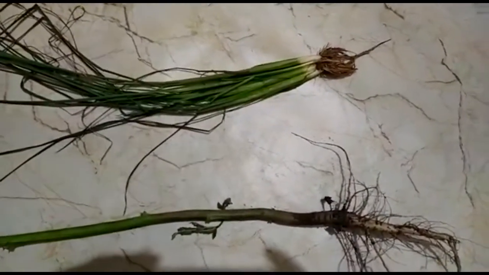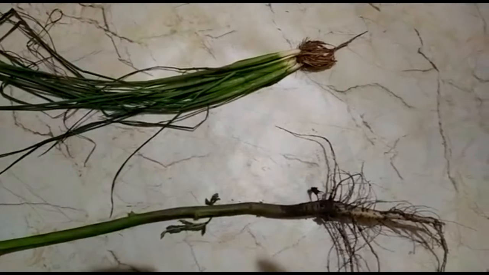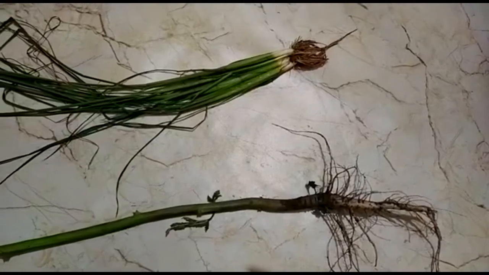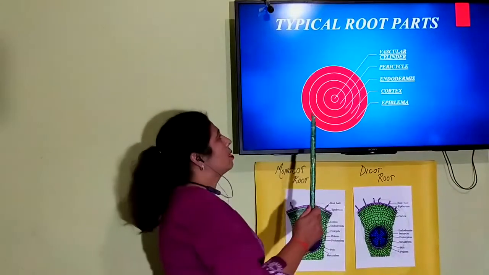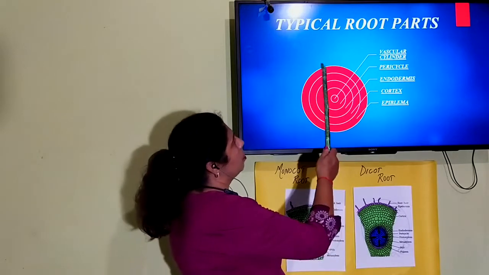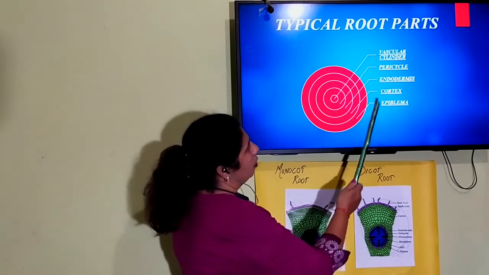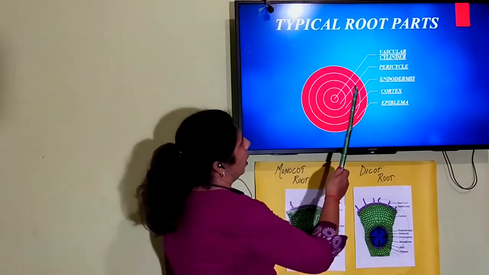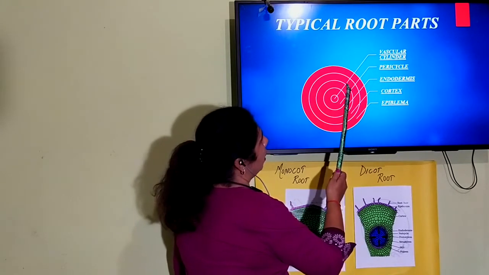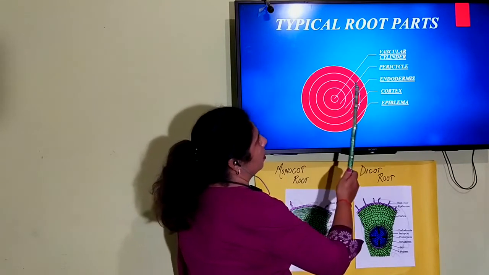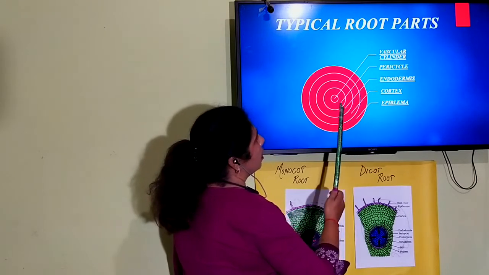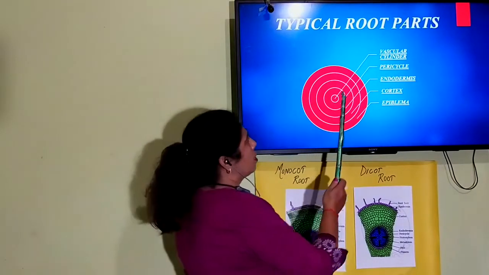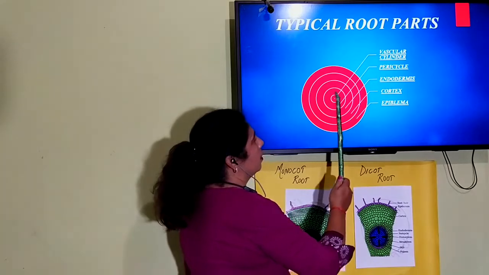Now root specimens are ready for study. Let us take TS and study under microscope. In the schematic diagram, you can see the outermost layer is epiblema. Next to epiblema is cortex. And next to cortex is a layer called the endodermis. Inside the endodermis, there is a layer that is called the pericycle. Next to the pericycle is the vascular cylinder ring.